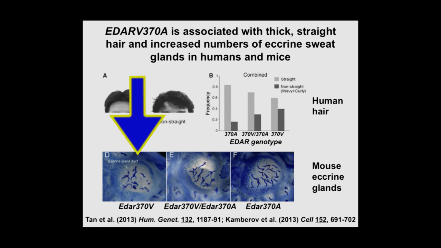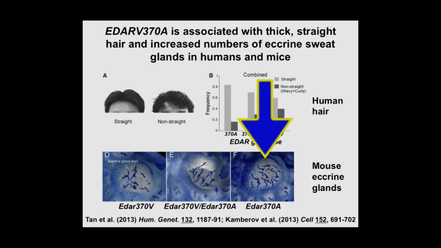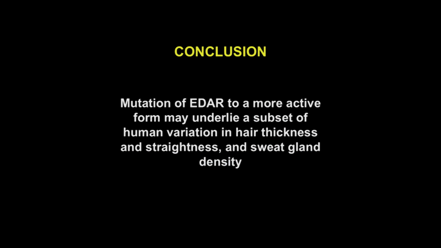So here we're looking at the foot pad of a mouse, of actually several mice, and these are stained with blue stain to reveal the glands. And you can see the greatly increased numbers of these glands in the A variant. So mutation of EDAR to a more active form may underlie a subset of human variation in hair thickness and straightness and sweat gland density.